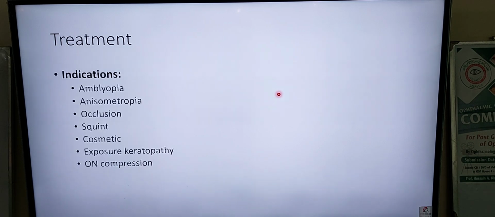Indications for treatment include amblyopia, secondary to induced astigmatism, anisometropia, occlusion or ptosis, squint, cosmetic reasons, exposure keratopathy, and optic nerve compression if occurring.